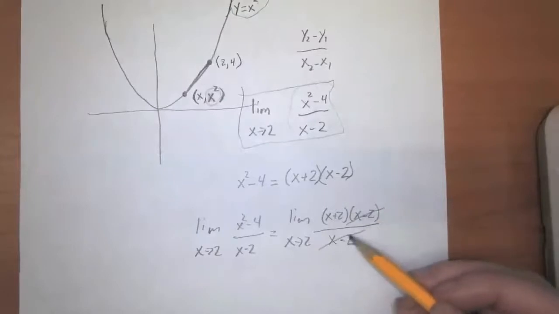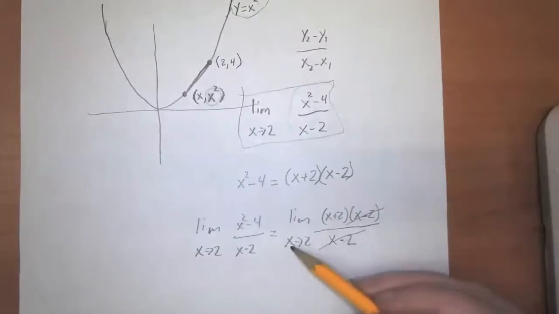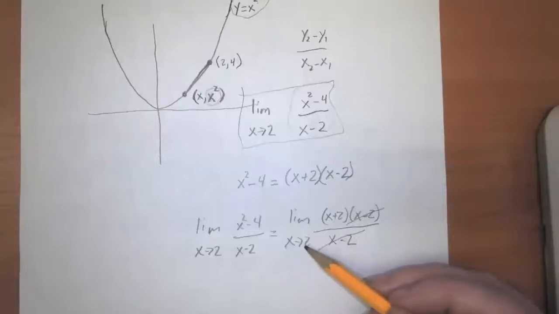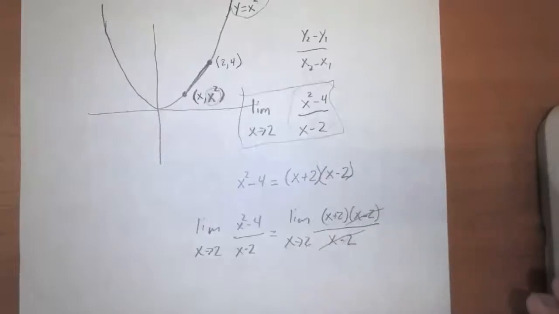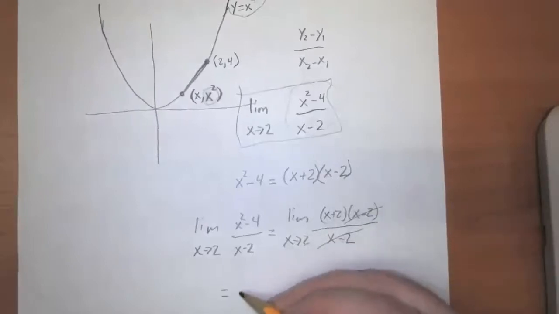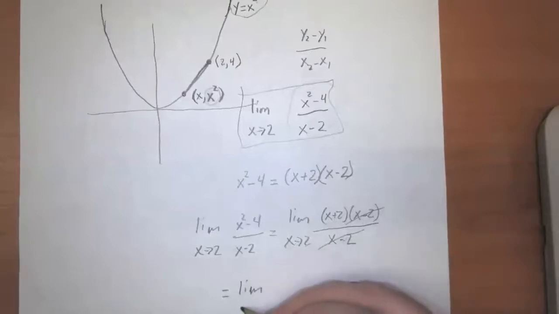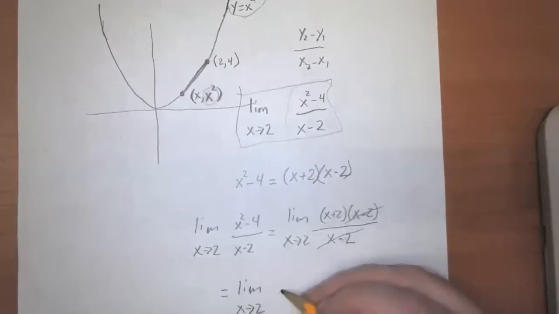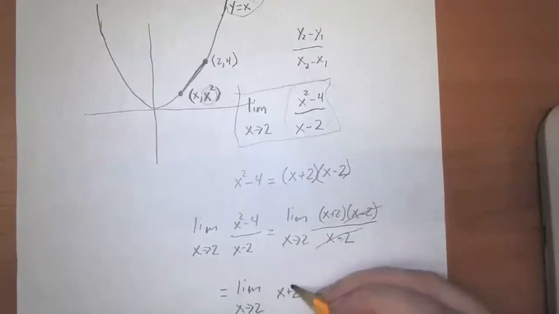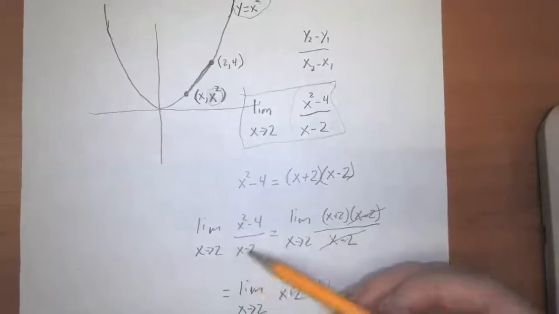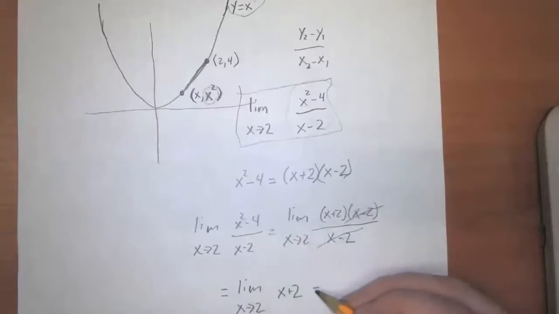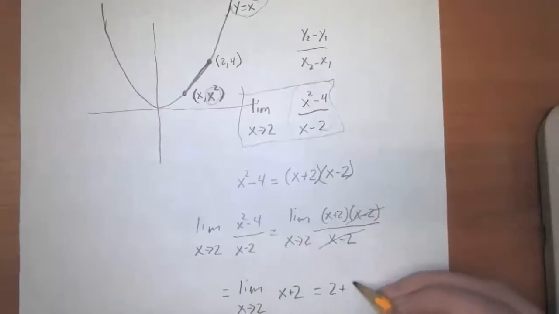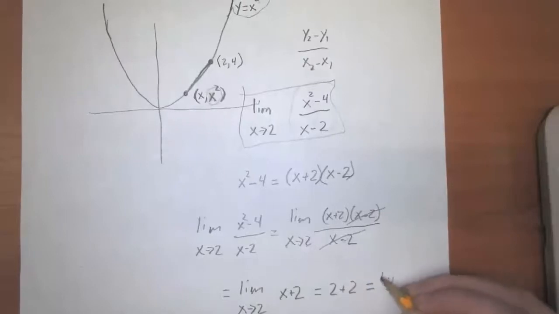We can do that because this quantity is not equal to 0, because x is approaching 2, which means x is never equal to 2. We're not interested in what happens when x is equal to 2. Therefore, this quantity is not 0 over 0, so we can cancel it out from the numerator and denominator. So our instantaneous rate of change is equal to the limit as x approaches 2 of x plus 2. Now that we've gotten rid of that 0 over 0 term, we can plug 2 in for x. And we get 2 plus 2, which is equal to 4.